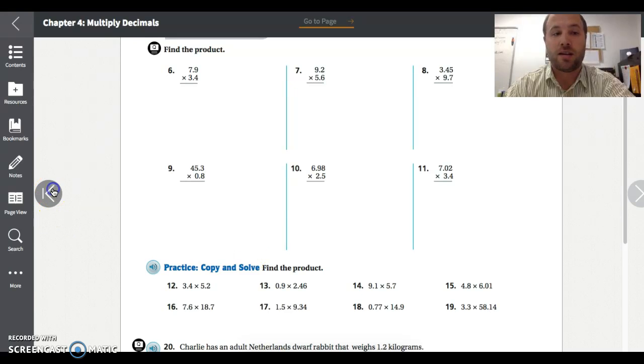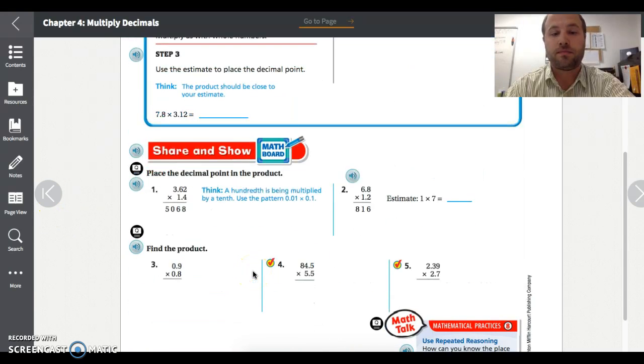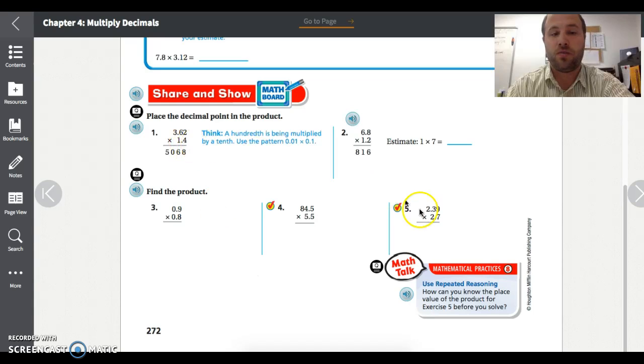You guys can get started again on page 272, 1 through 5. Make sure you raise your hand so I can check 4 and 5 to move you on. Remember, whatever you don't get done today is homework. So if you get rolling, you'll have less homework. If you dilly-dally and don't get things done, you're going to have quite a bit of homework, because I want to make sure you're ready for the test on Friday.